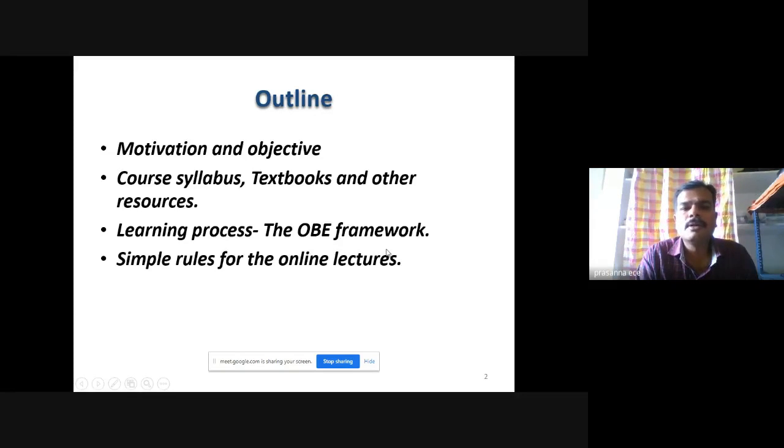Okay, and then we are going to see the learning process, how the teaching learning process for this particular course will happen. It is similar to all the other courses we are studying. Basically, the framework of the teaching learning process is the OBE framework, that is, the outcome based education framework. I assume other teachers would have already given you a brief introduction about outcome-based education. This is the framework under which all the teaching learning process happens here in our college. And then we'll discuss some simple rules for the online lecture, so that everyone benefits from this online lecture.